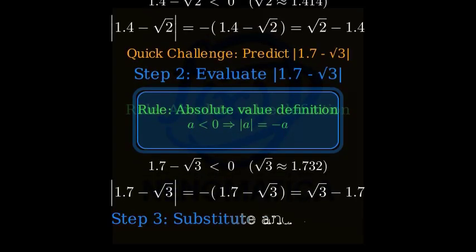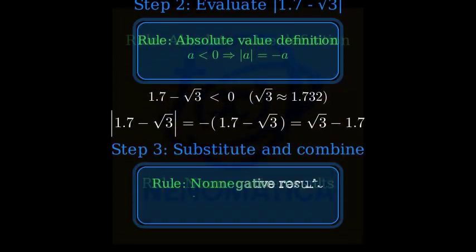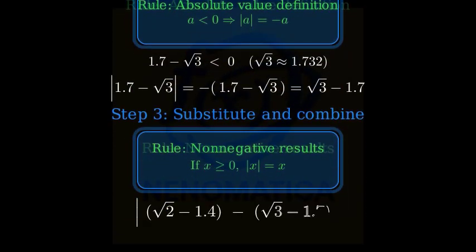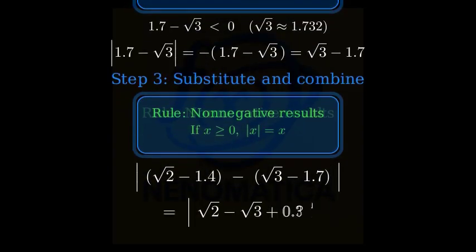Step 3. Substitute these two non-negative results into the outer expression. Because each inner result is non-negative, the absolute value bars simply return those values. So we rewrite the entire expression as the absolute value of open parenthesis square root of 2 minus 1.4 close parenthesis minus open parenthesis square root of 3 minus 1.7 close parenthesis. Combine like terms to get the absolute value of square root of 2 minus square root of 3 plus 0.3.